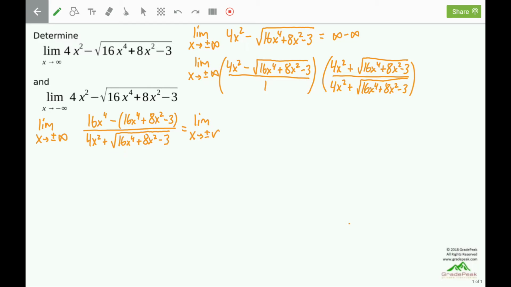In the numerator, we have a 16x to the fourth, and then we can distribute the minus sign into these other three terms. Each of them will have an opposite sign, so it'll be a negative 16x to the fourth, a negative 8x squared, and a positive 3 over the denominator, which is left alone.